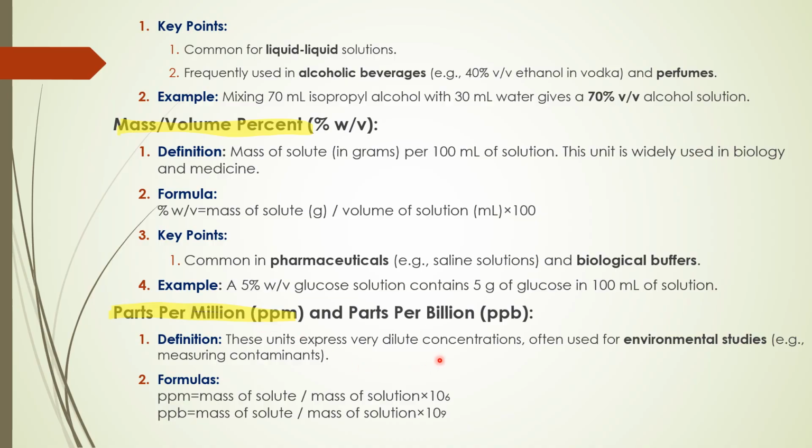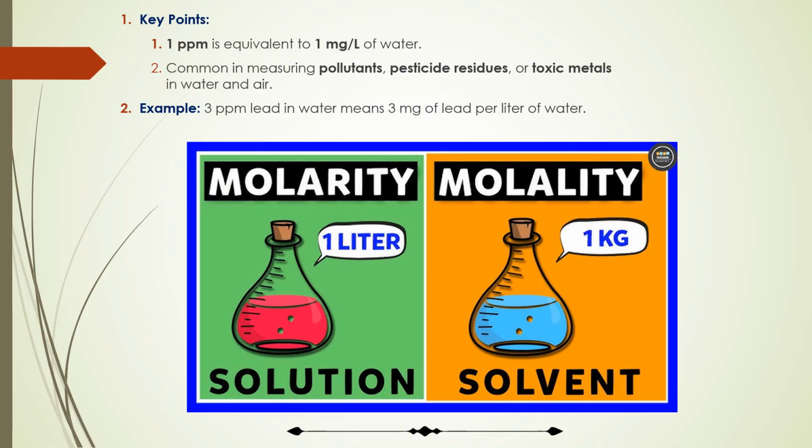Definition: this unit expresses very dilute solution concentration, often used for environmental studies. ppm is equal to mass of solute divided by mass of solution times 10 to the power 6, and parts per billion is mass of solute divided by mass of solution times 10 to the power 9. 1 ppm is equivalent to 1 mg per liter of water and is common in measuring pollutants, pesticide residues, or toxic metals. Example: 3 ppm lead in water means 3 mg of lead per liter of water.